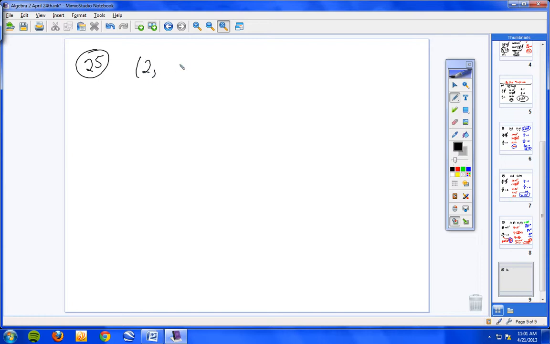Okay, (2, 25/4) and then (4, 625/4). Let's write the exponential function for these two ordered pairs. Step 1, of course, would be to take one of your ordered pairs and substitute it into your model. So 25/4 equals a b to the 2nd power.